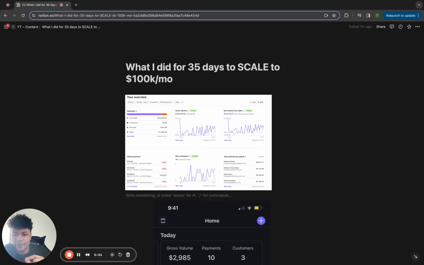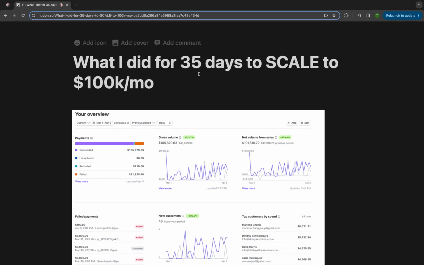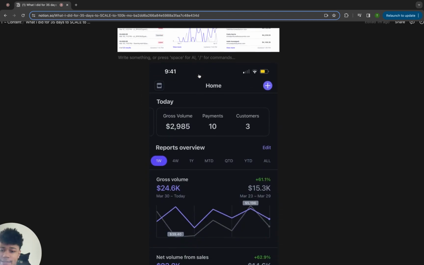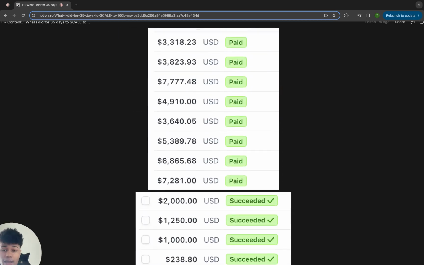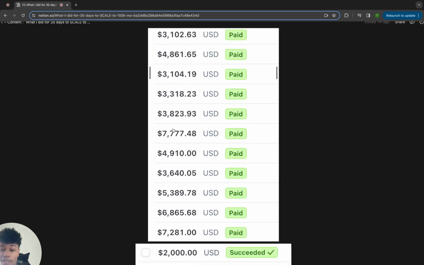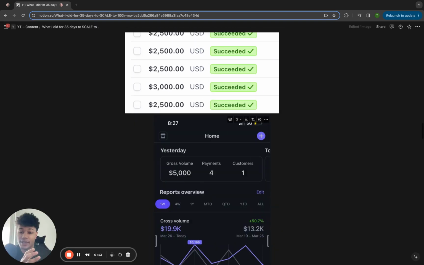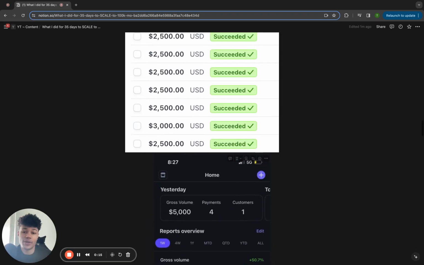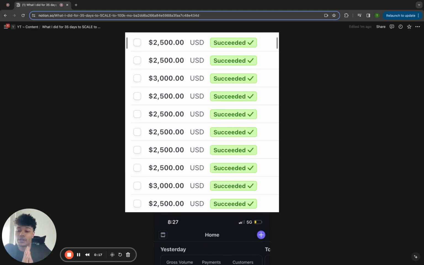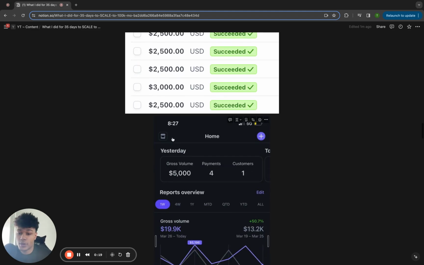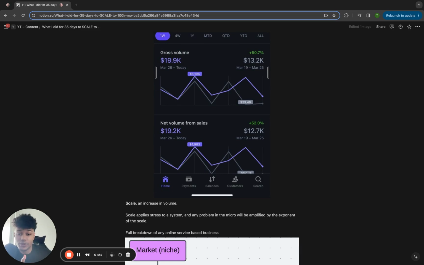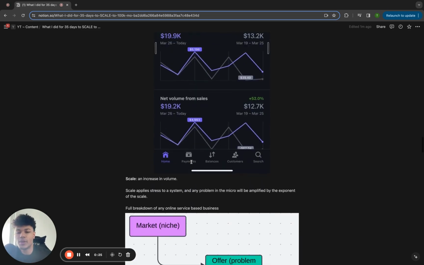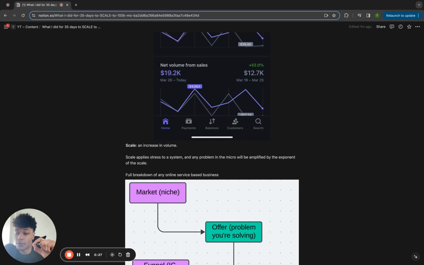Did for 35 days to scale to 100K per month. Okay. We have the Stripe screenshots here. We have the 3K days, the 25K weeks, the payouts, 8K plus payouts on a day, everything, right? 5K days, 20K weeks. I'm a really humble guy in real life, but I know how the YouTube game goes. And I know that I need to show this stuff just to prove that I actually know what I'm talking about.